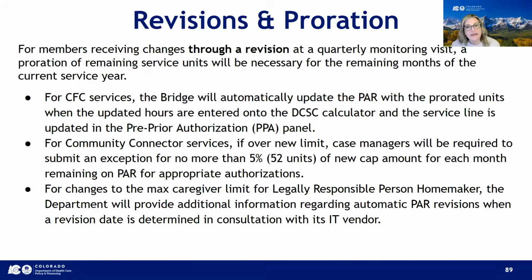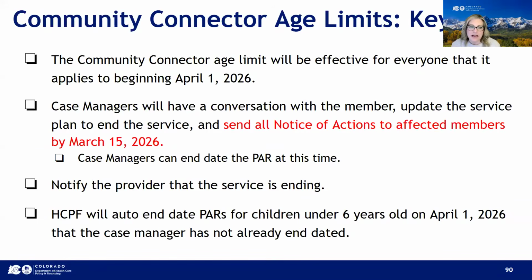And finally, Community Connector age limits, key steps. Again, these are all effective for members on April 1st. So that means that you need to send notice of actions to your members by March 15th of 2026. Anyone under the age of 6 on April 1st is no longer able to receive this service. Notify your providers that the service is ending and auto end date your PAR. HCPF is going to auto end date those PARs for kids that are under 6 on April 1st, and billing will not be able to happen at that time. It will be denied.